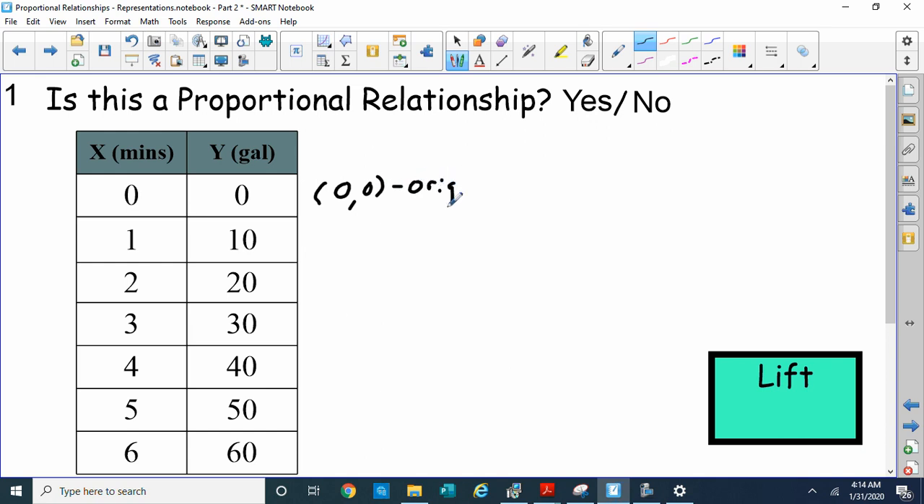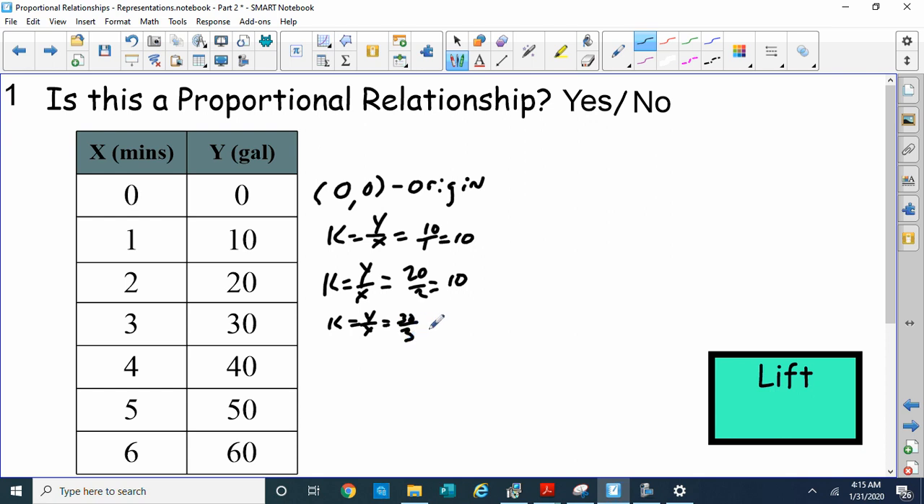Now I'm going to look for a constant of proportionality. So I'm going to look for a k value. And if you remember the formula, k is equal to y over x. That'll give us 10 over 1, which is equal to 10. And I got to check this k value, which is equal to y over x. That'll equal 20 over 2. That's also equal to 10. And I'll check this one. Again, y over x. That's equal to 30 over 3.